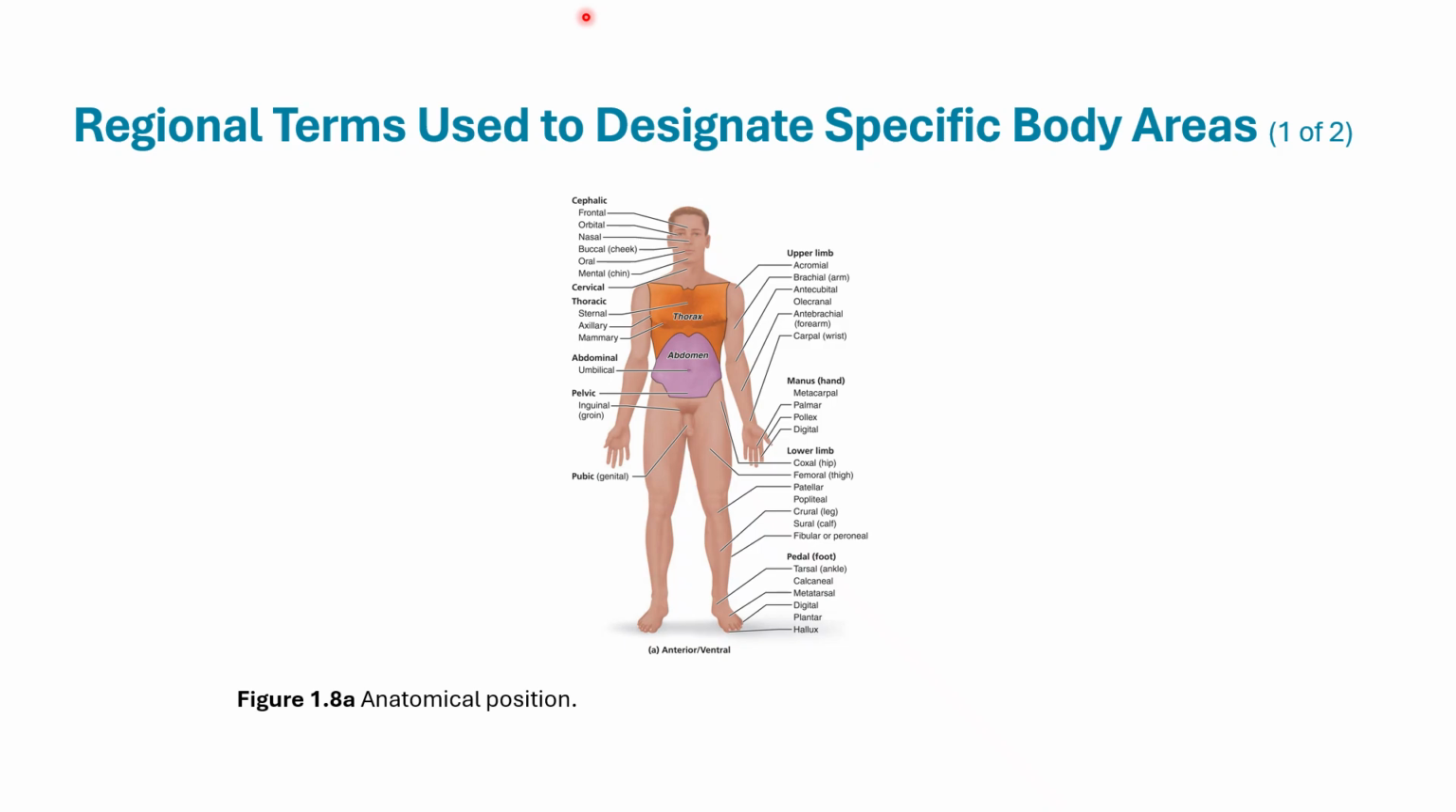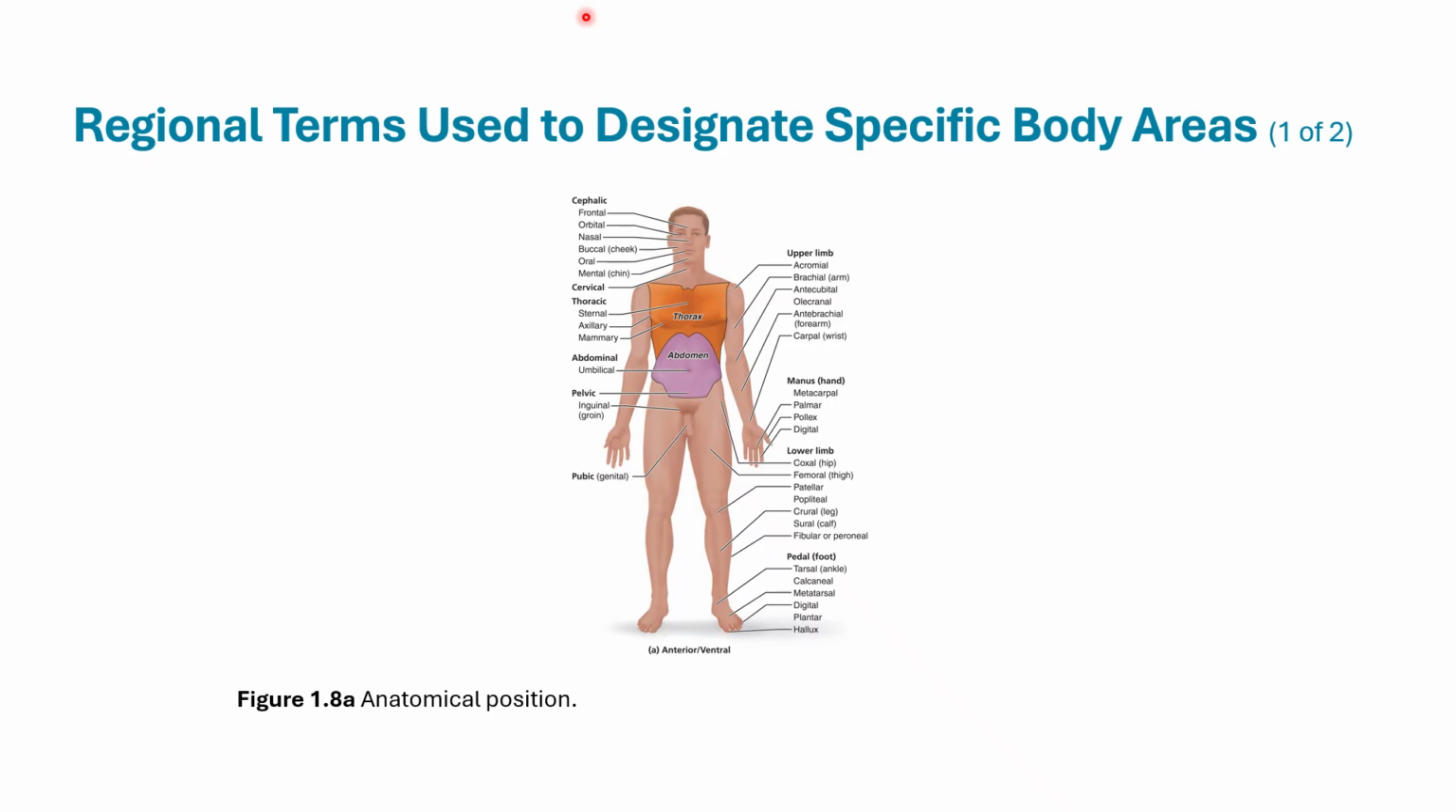Okay, the cervical region refers to the neck. The thoracic region refers to the chest. The areas in the thoracic region include the sternal or the sternum. We call that the breastbone. The axillary is also the armpits, and mammary are the breasts.